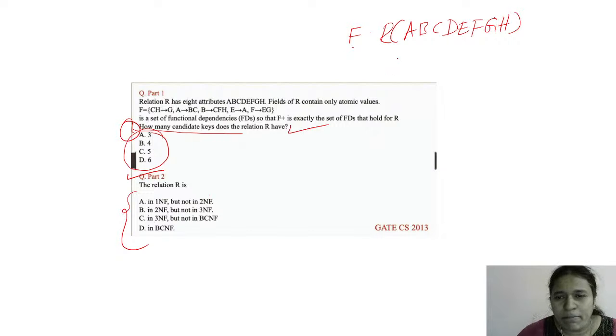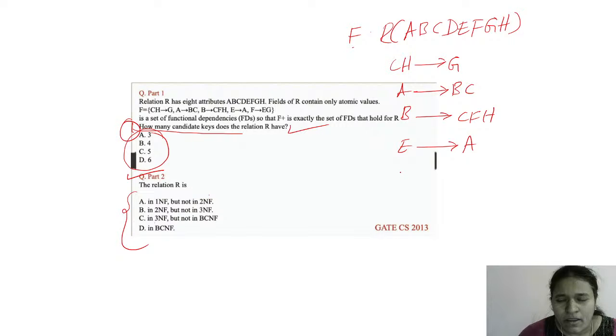The given functional dependencies are CH to G, A to BC, B to CFH, E to A, F to EG. These are the given functional dependencies.